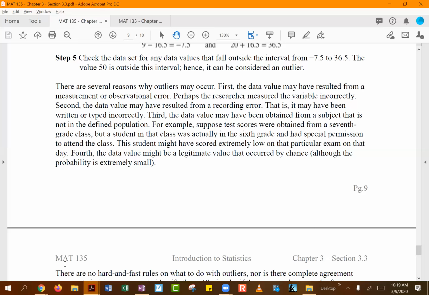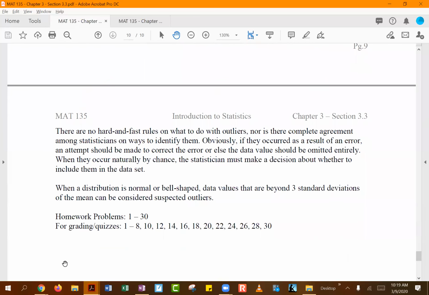And then the last one, they are saying it could be that there's no recording error, typing error, none of that, and it actually is a legitimate value that happens to be there. In that case, you as a researcher have to make the decision: do I want to keep that data value or leave it out? You will have to see what happens when I take that outlier into my calculations. What kind of result do I get if I leave it out? Am I getting a better representation by leaving it out or by keeping it in?